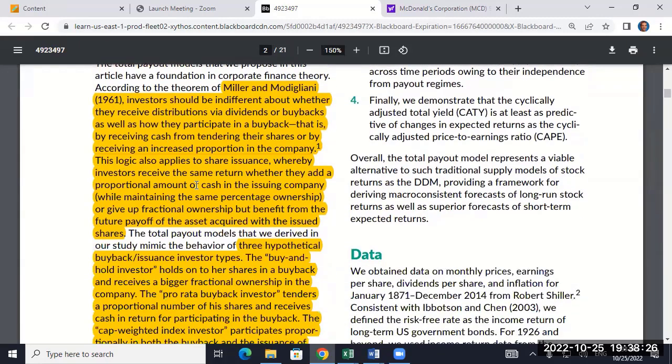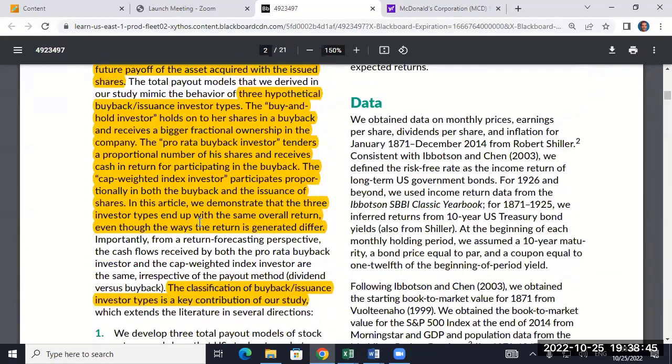Miller and Modigliani, I remember those two guys, say you should be indifferent about whether you get a dividend or a stock buyback. You're getting cash from the company. That's all you should care about. This logic also applies to share issuance, where investors receive the same return whether they add proportionally. So they're trying to make the point that it doesn't matter what kind of stockholder you are, whether you're investing more, investing less, taking the buyback, reinvesting the buyback, it shouldn't matter. It impacts your return in a very similar way.